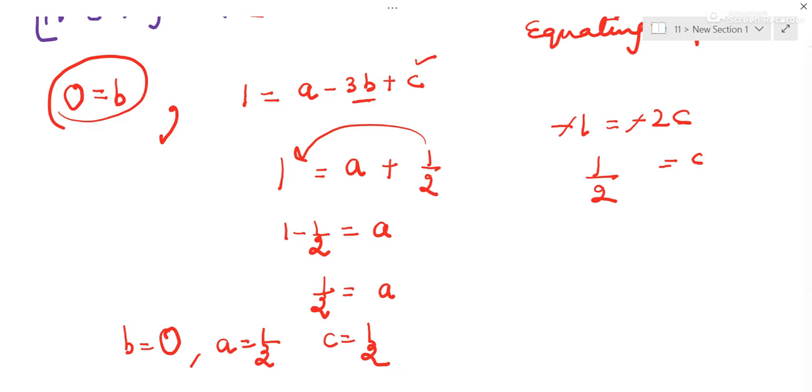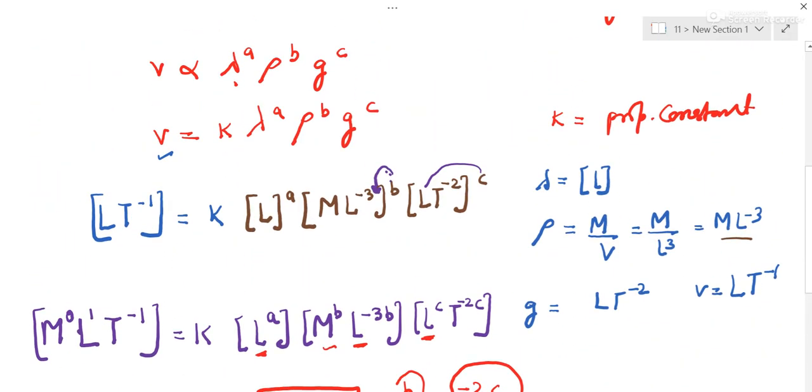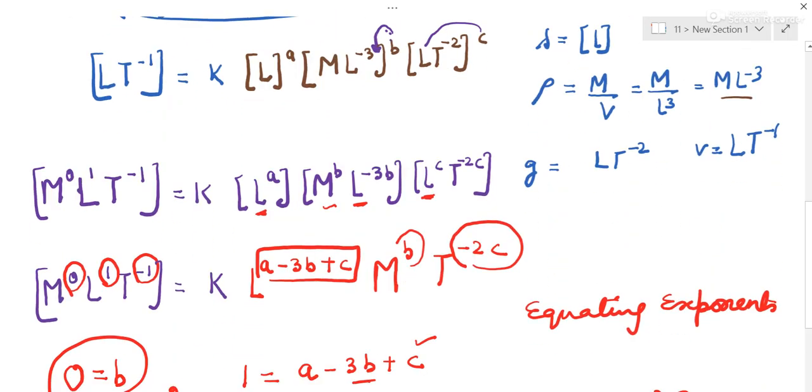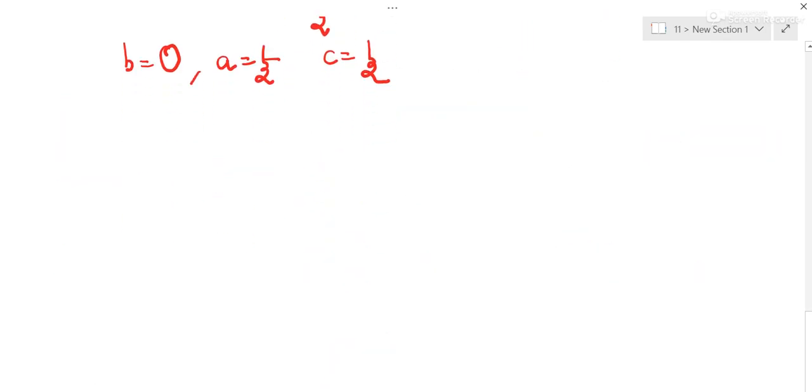Now we will just substitute A, B and C in this equation. So it is lambda to power A, rho to power B and G to power C. So velocity is equal to constant times lambda to power A, density to power B, G to power C.